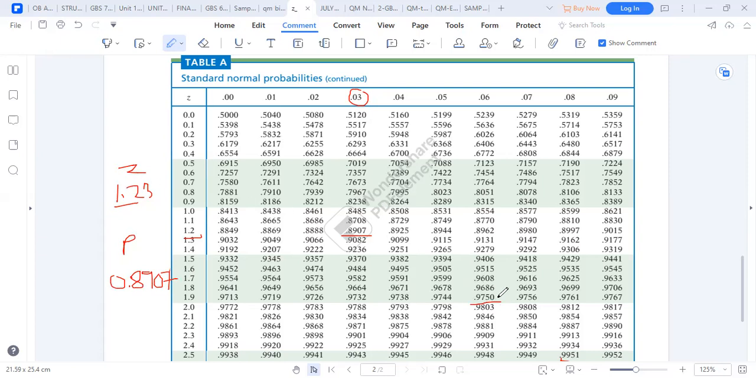Suppose I asked you to give me a Z of 0.9750. What number is there? 1.96. The number is there, 0.06, 1.9 and 0.06. So this one collectively gives me 1.96.